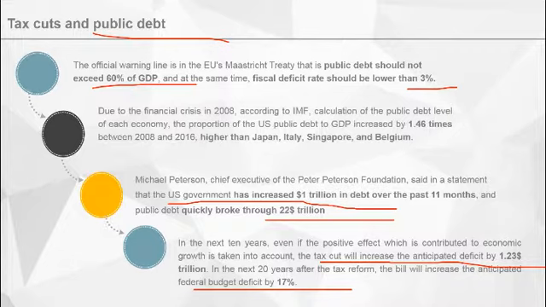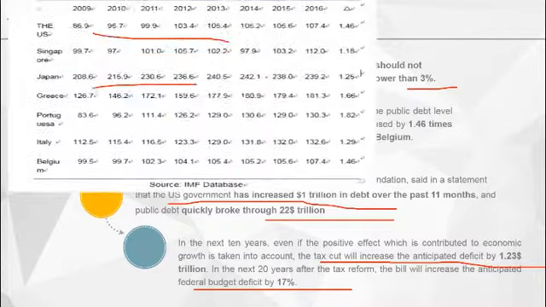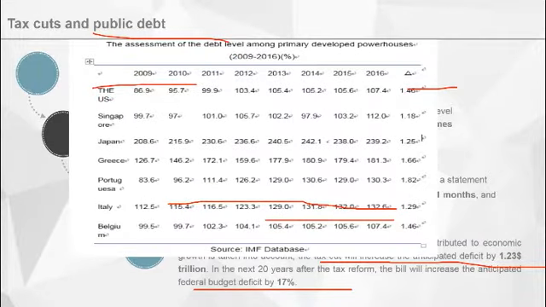To compare with other countries, we can see from this chart from the IMF that, according to the IMF, the proportion of U.S. public debt to GDP has already increased by 1.46 times during that period, which is higher than Japan, Singapore, Italy, and Belgium.